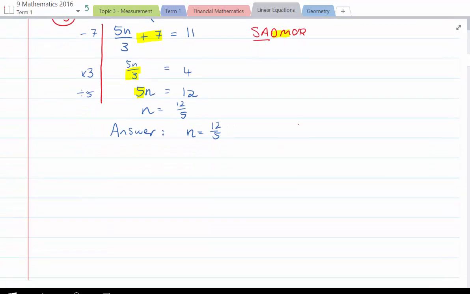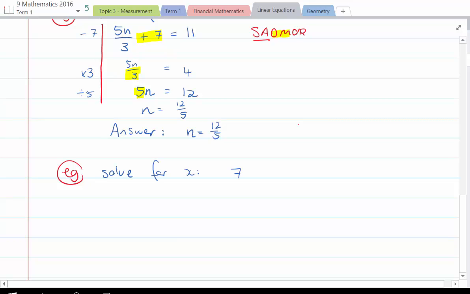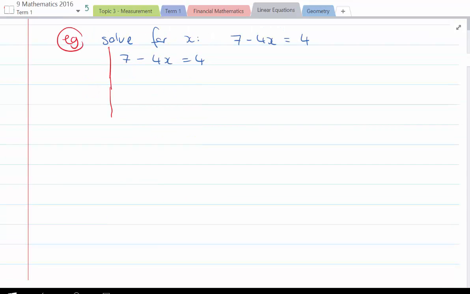Okay, one last example. We would like to solve for x. 7 take 4x is equal to 4. Right, so we've got 7 take 4x is equal to 4. Again, we're going to follow SADMOB. And the first thing we need to do then is do something with this 7.